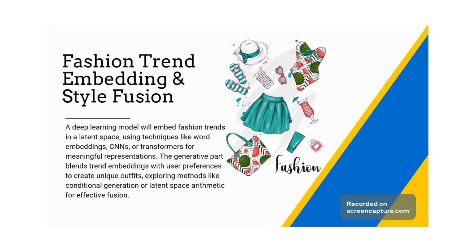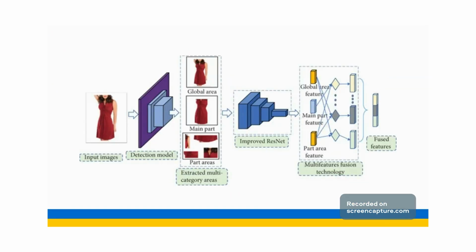Then we go for style fusion, which is combining fashion trend embedding and user preference encoding, involving mathematical manipulation of their respective latent spaces. Techniques like vector addition or concatenation can blend these styles. To ensure user preference influences the generated outfits, conditional generation can be employed. This is how the whole thing would work.